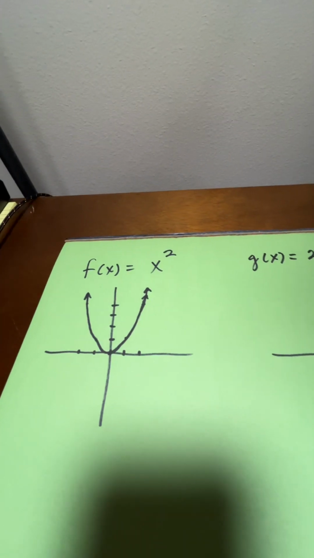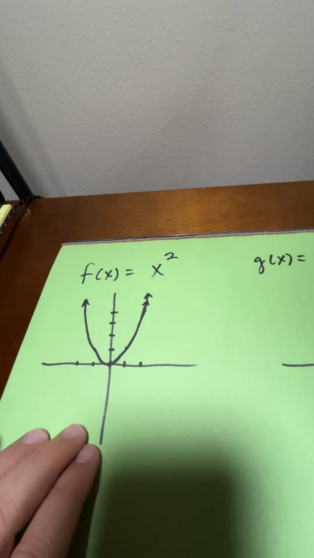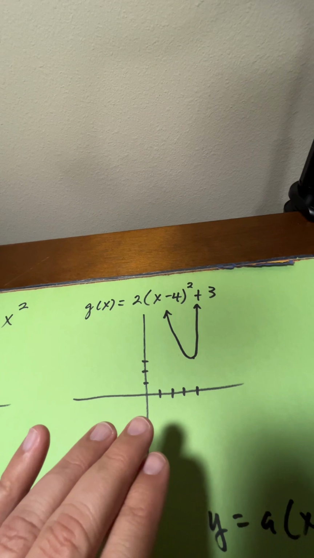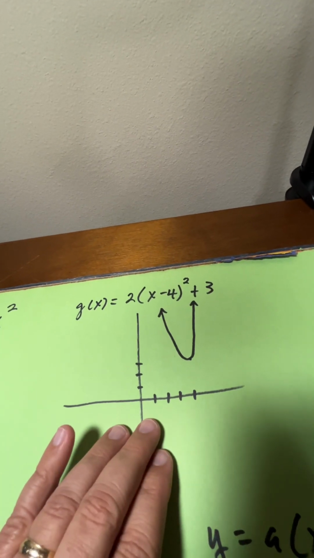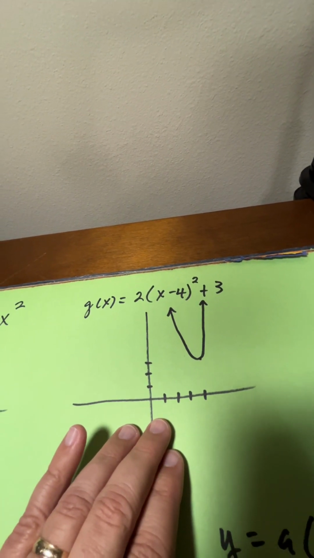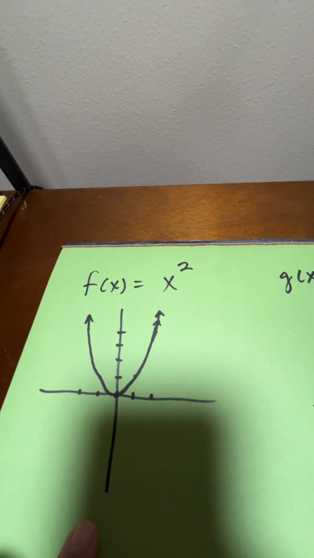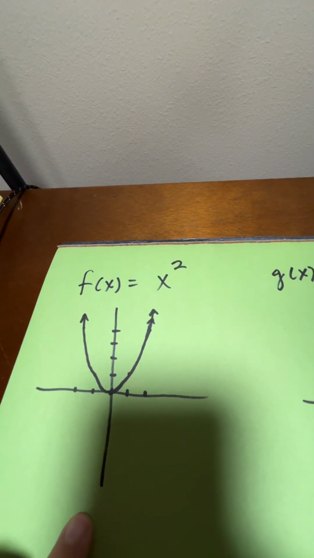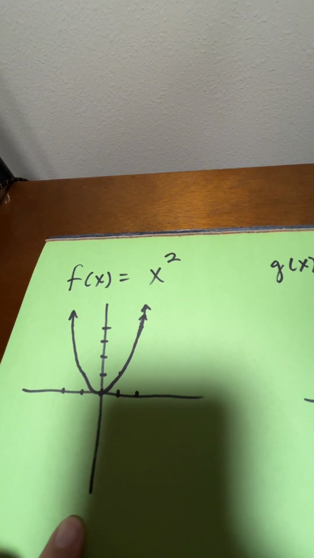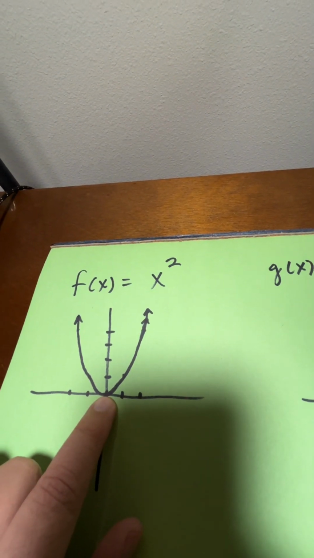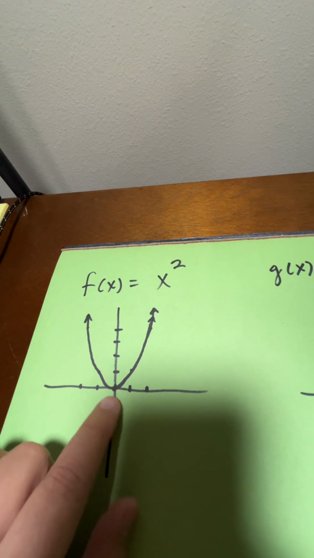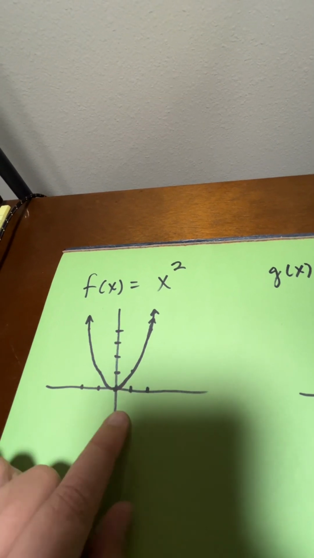Let's talk about parent functions and then some functions that have some shifts and stretches and movement in them. So let's start with the parent function for quadratic. So f of x equals x squared. That means if you put 0 in for x here and you square it, you get 0. So that's a point on this graph.